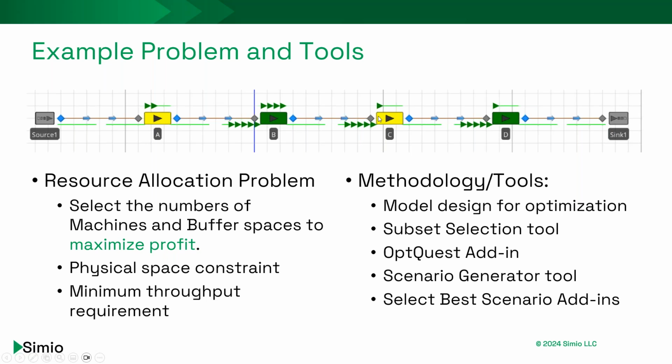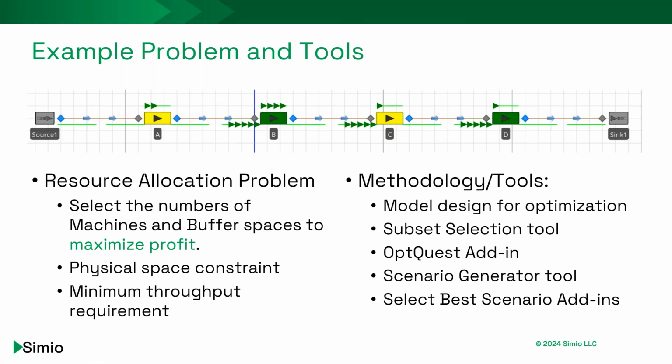And so our resource allocation problem, again, is then to select the number of machines. So in this case, you can see I have 2 units of A and 4 units of B and 1 unit of C and 1 unit of D. So trying to decide what that should be and how many buffer slots I have in these 3 locations, here, here, and here, such that I maximize profit.